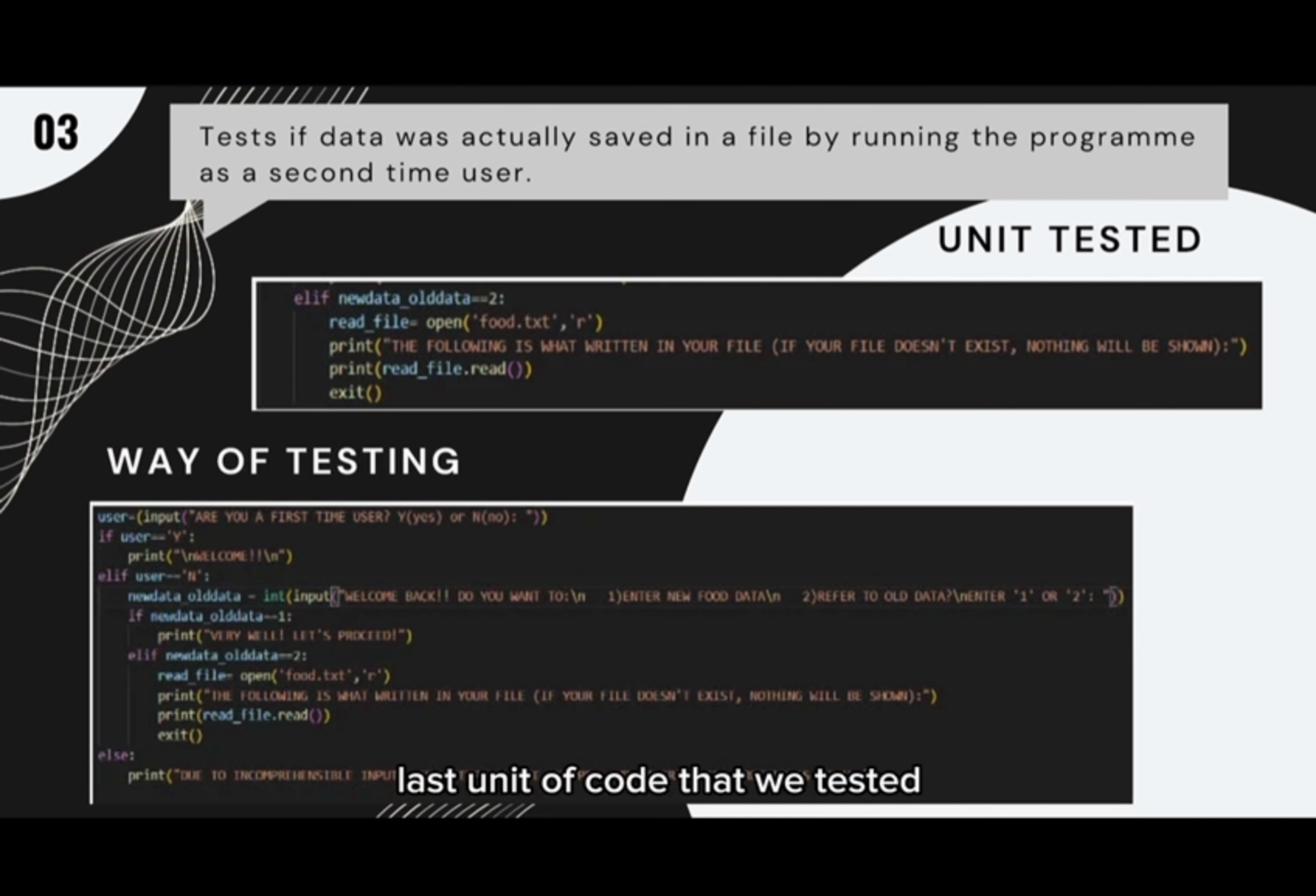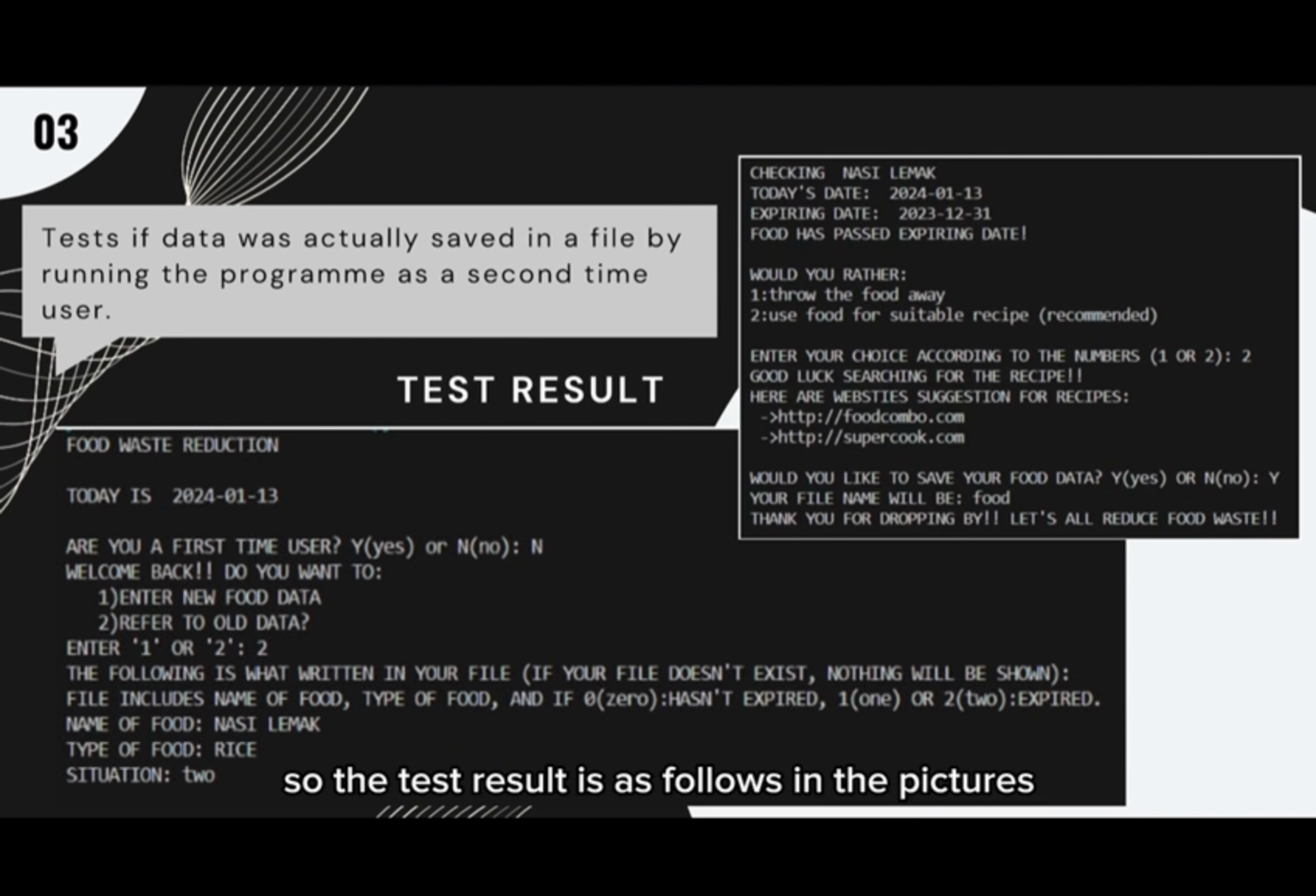The last unit of code that we tested is if data was actually saved in a file, by running the program as a second-time user. The unit tested here is a small part of the main program, which is where the program opens a file and reads it out. The way of testing is that we ask the program to print out the data. The test result is as follows in the pictures.